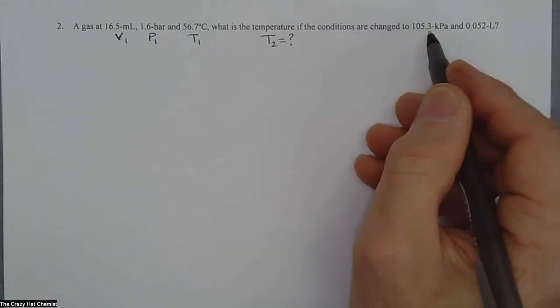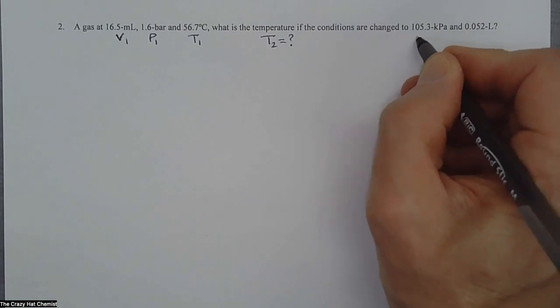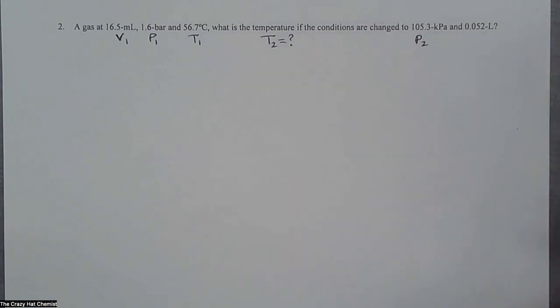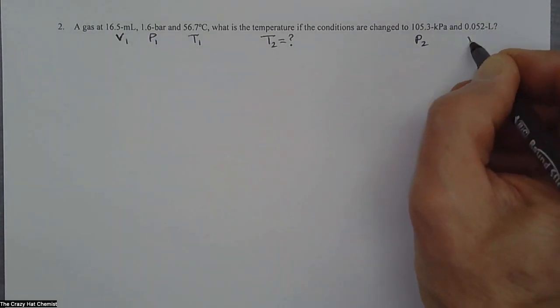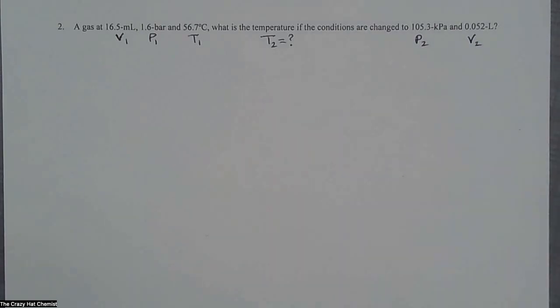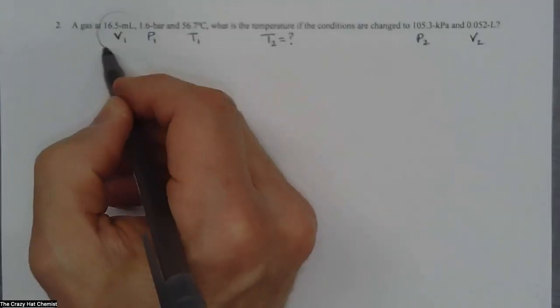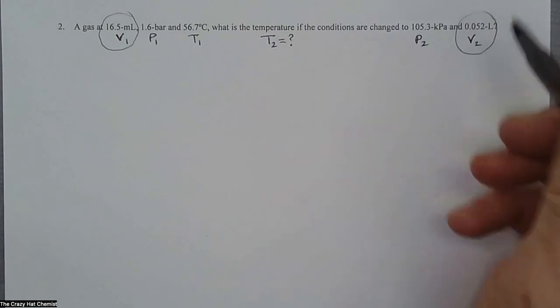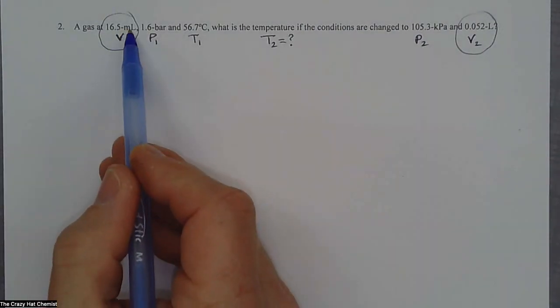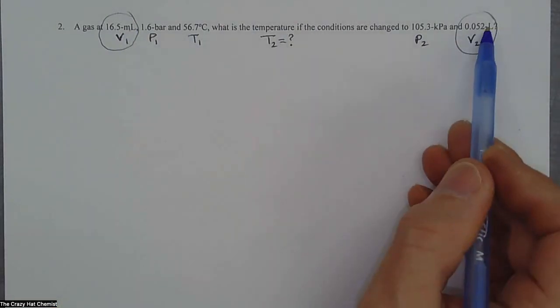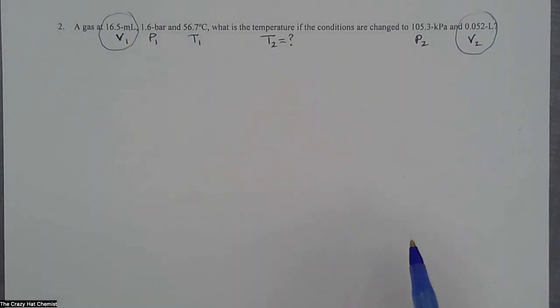If the conditions are changed to kilopascals, that's going to be a pressure. 105.3 kilopascals, and then 0.052 liters. That's my second volume. All right, so you should see that my volumes right here are not in the same set of units. So at some point in time, I either have to convert the milliliters into liters or the liters into milliliters. Doesn't really matter.